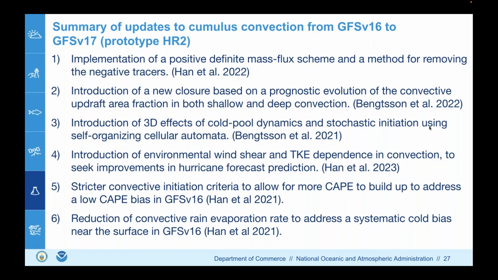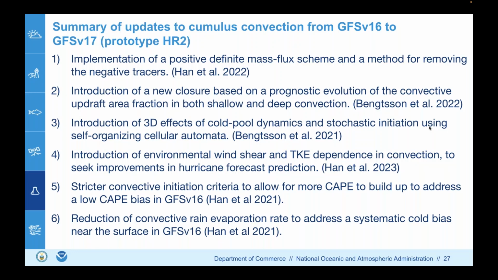The last 3 items on this list were motivated by either biases that were seen in GFS version 16 or alternatively biases seen within the prototype process. So the first one is an introduction of environmental wind shear and TKE dependence in convection. And this was motivated by some biases seen in the hurricane forecast, in particular intensity of storms.